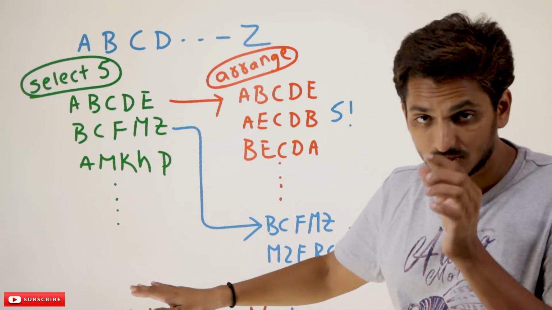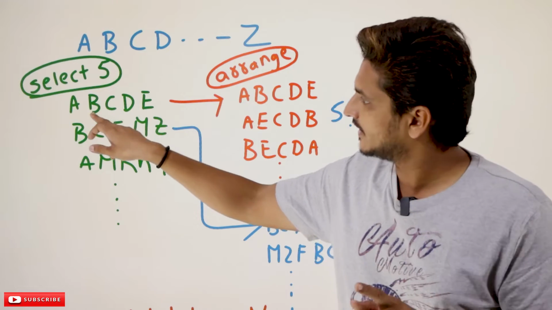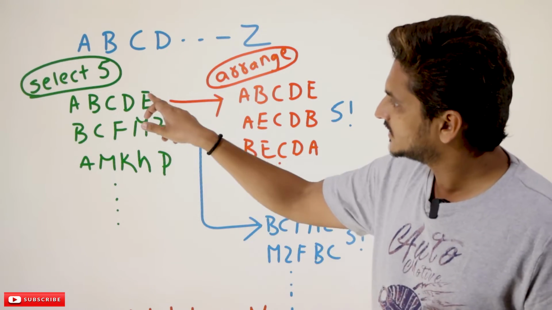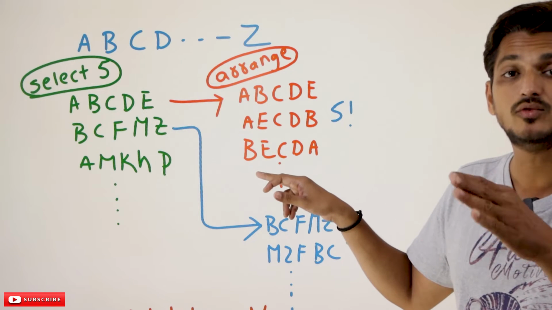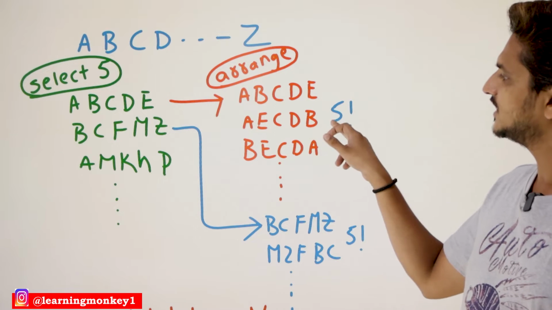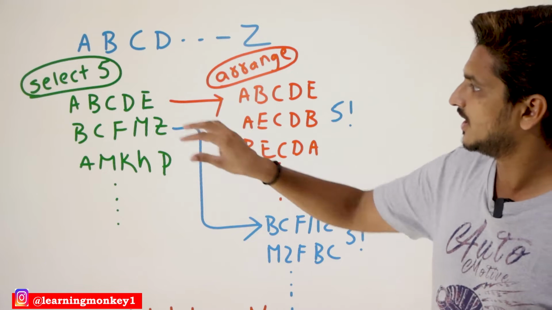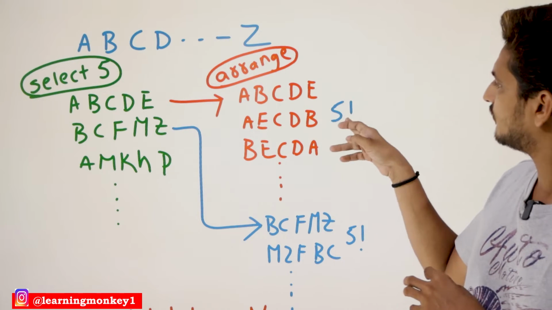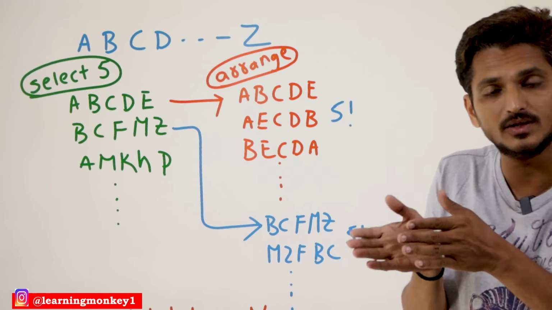Arrangement means, this is the point you need to understand. Focus here, this is very important. Once you selected A, B, C, D, E, you selected 5 alphabets. These 5 alphabets can be arranged in 5 factorial ways. A, B, C, D, E, A, E, C, D, B, B, E, C, D, A. This is how we are going to arrange. 5 alphabets arranged in 5 positions. 5 factorial ways you are going to arrange. That is what arrangement means.